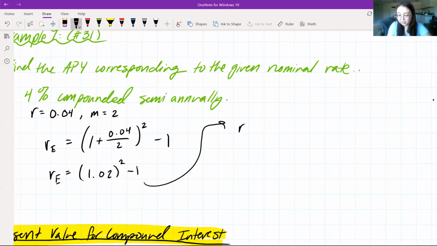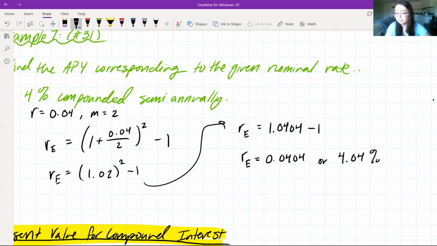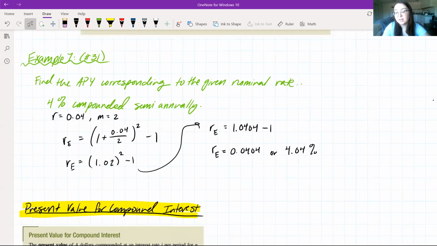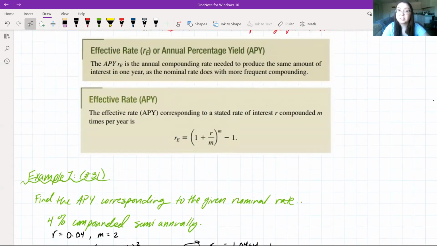And if you calculate what is in our parentheses, or you square that value, we'll end up getting 1.0404. We're subtracting 1, which means that our effective rate is going to just be 0.0404, or writing this as a rate, it's going to be 4.04%. So we see our effective rate is very similar to our nominal rate, which we were given, which was 4%. And so we see that they are very close together.